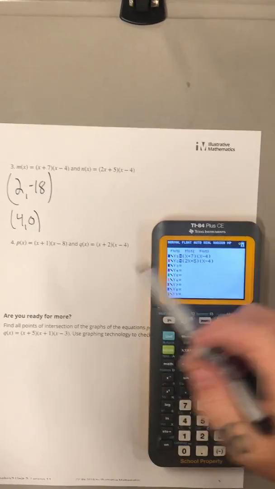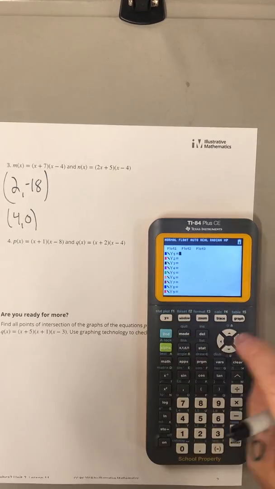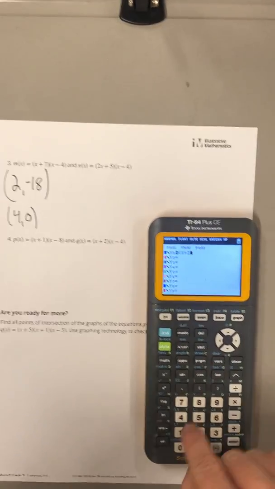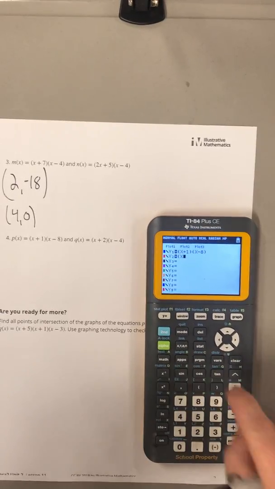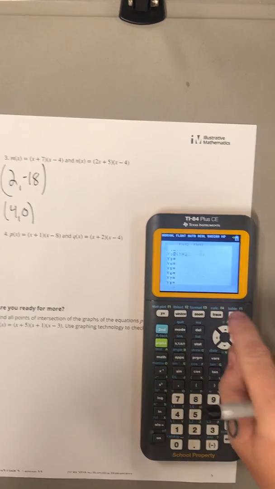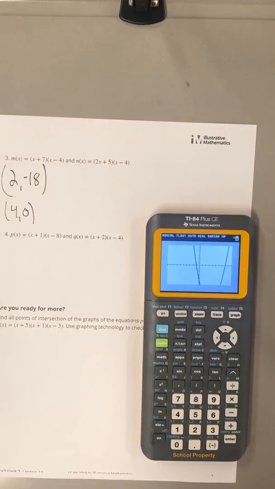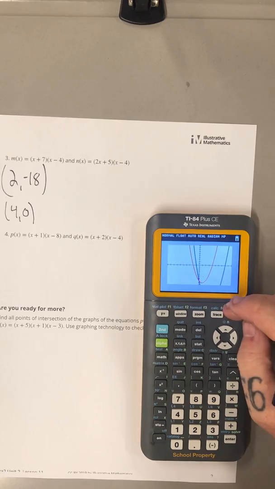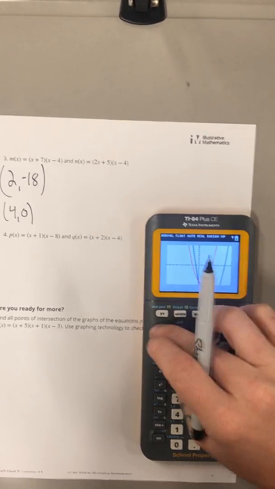All right, so let's go ahead and go to the next one. X plus 1, x minus 8. And x plus 2, x minus 4. Graph it, see how many we got. One. Maybe it'll intersect up there, so we're for sure looking for 1. So let's see what we got. Let's go to the table.